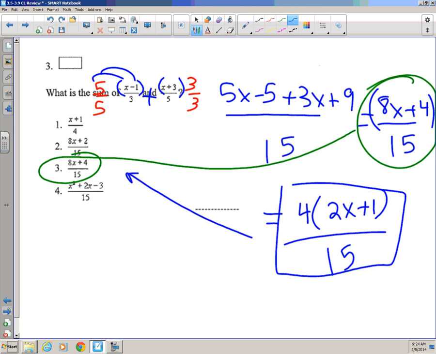So I'm going to be looking for everything in the most simplest form. That's what I'm going to be asking for. So 8x plus 4 over 15 would not be an answer that I would accept, assuming it wasn't multiple choice. The answer that I need to see from you guys tomorrow is the most simplest form.